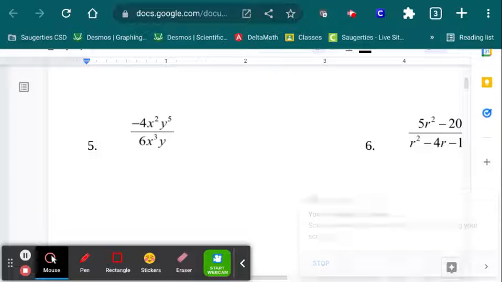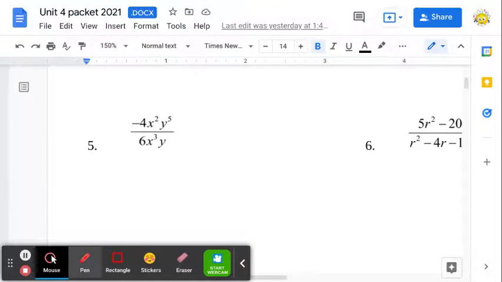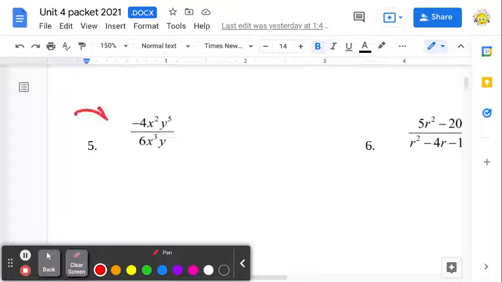So now we're moving on to page 3, and we're continuing our work. If you look at problem 5, I don't see any plus or minus signs here. Nothing is breaking up the numerator and the denominator, so that means both of these are monomials. Remember, when you have monomials, you do not need to factor. All we're going to do is cross off matchers on the top and the bottom, on the numerator and denominator.